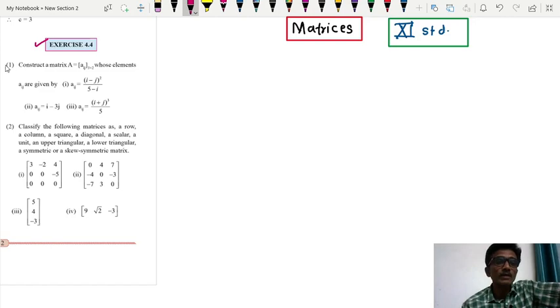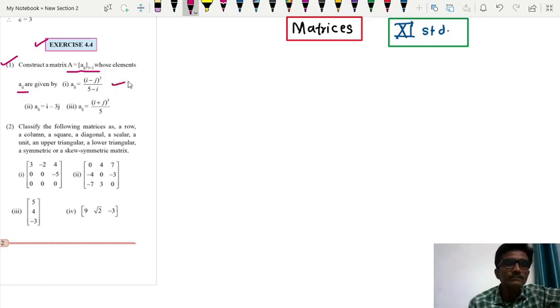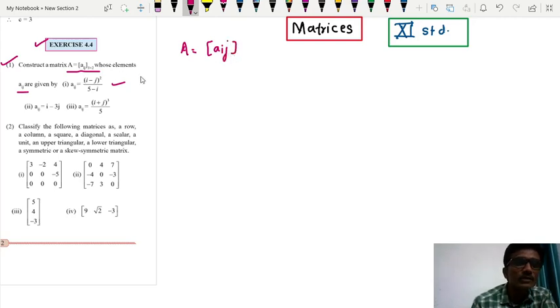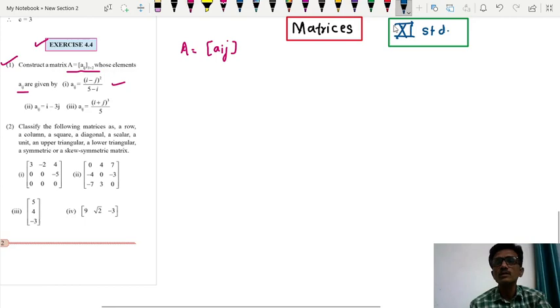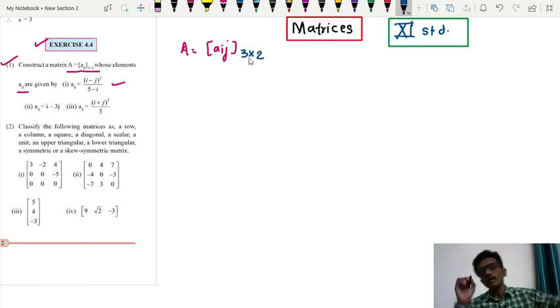So what is the first example? Construct a matrix of order 3 by 2, whose elements are Aij equal to this. So we have to construct a matrix A, that is equal to Aij. What is the order of this matrix? The order of this matrix is 3 by 2. That means there are 3 rows and 2 columns.